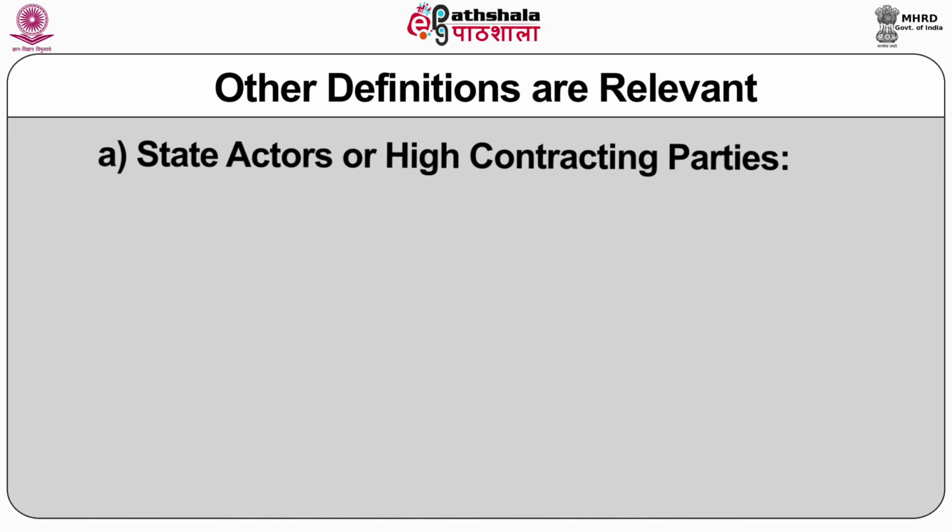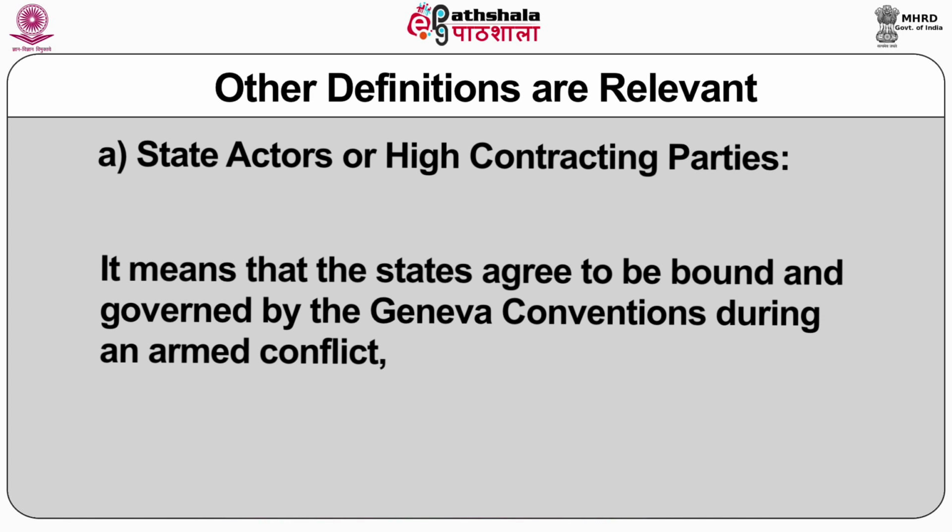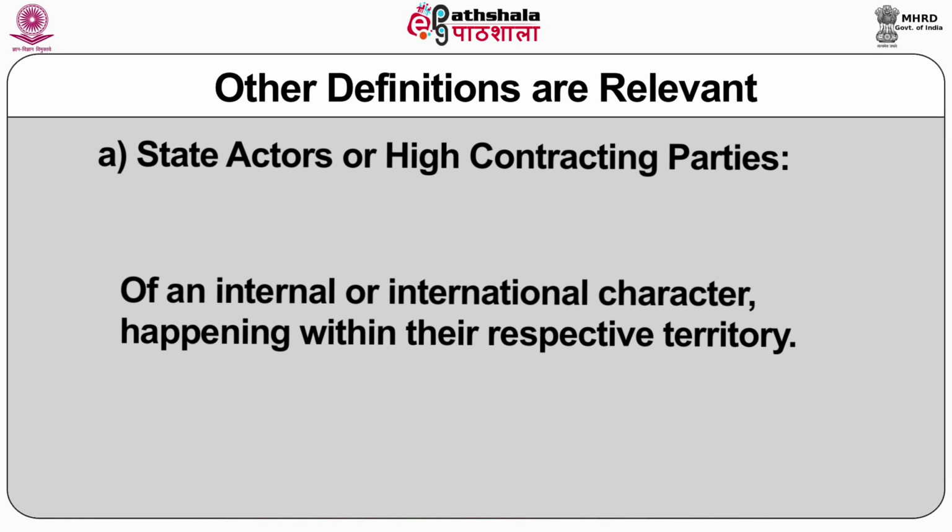State actors or high contracting parties to the Geneva Conventions refer to states that have signed and ratified the Geneva Conventions. It means that the states agree to be bound and governed by the Geneva Conventions during an armed conflict of an internal or international character happening within their respective territories.